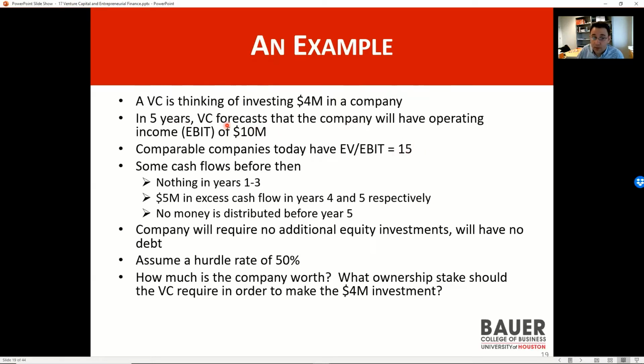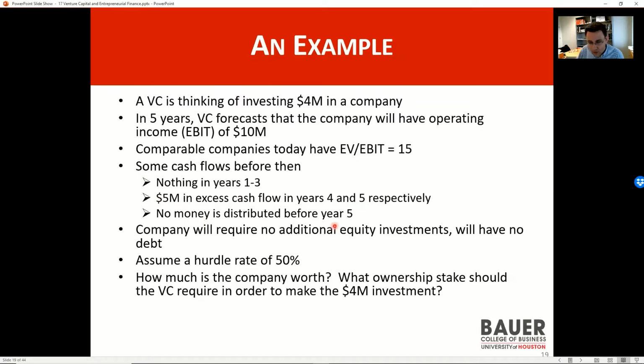Okay, so we can put these 2 bullet points together to figure out what the company is going to be worth in 5 years. There are some intermediate cash flows. Okay, there's no cash flows between years 1 and 3. There is some cash in years 4 and 5. This is $5 million in excess cash that the entrepreneurial company doesn't need for their operations. They generate $5 million in cash, and then it's not put back into the operations.